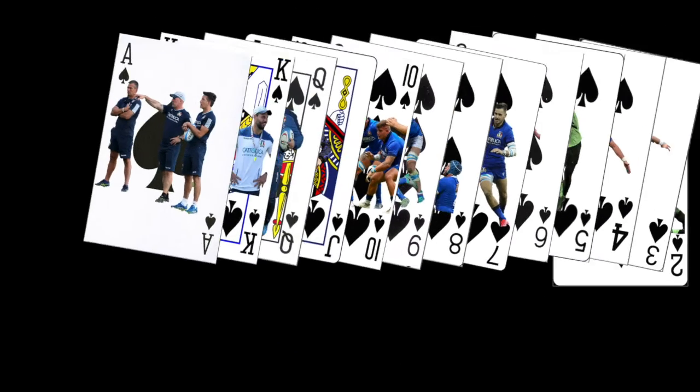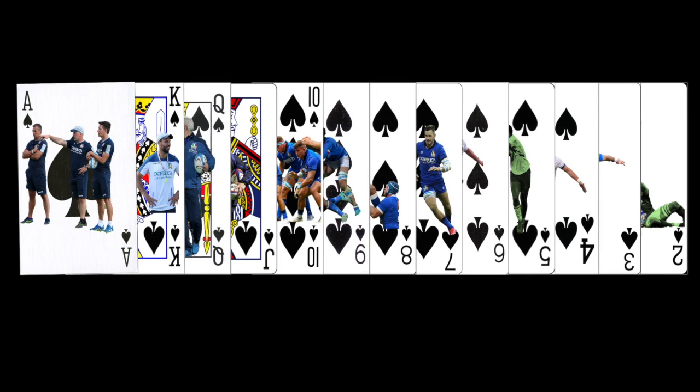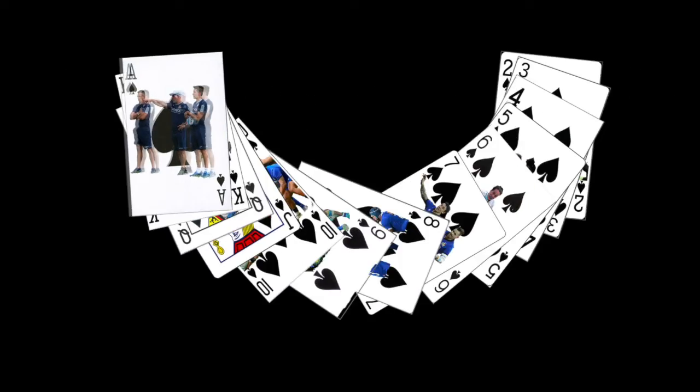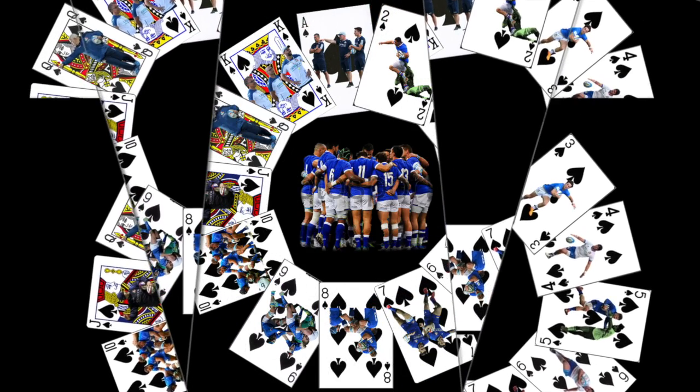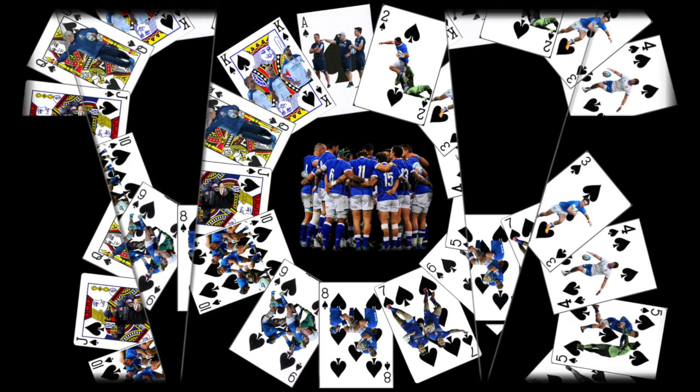The application of game theory and mathematical probability to facilitate anticipation of opponents can be useful. However, it requires an understanding and appreciation of the relationship between the risks one is willing to take for the potential rewards, a realistic relationship between a player's confidence and competence, a willingness to overcome fear of failure in order to achieve success, and a healthy balance between one's ambition and a grounding in reality. Ultimately, it's about effective planning, effective preparation, and effective people.